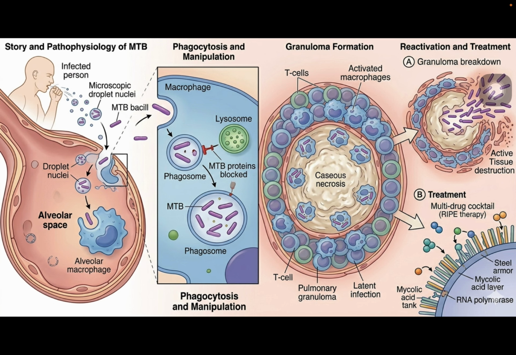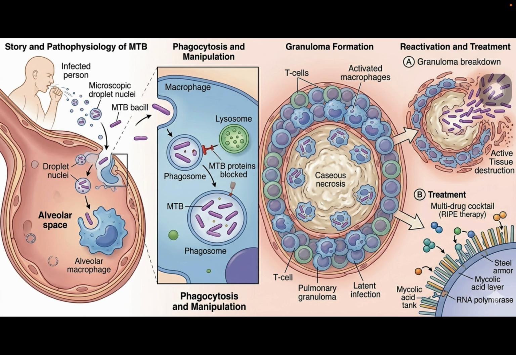Preventive measures focus on containing the latent state as seen in the granuloma formation panel. If the T cell or macrophage wall is strong, the disease is dormant. Prophylaxis is administered precisely to prevent the granuloma breakdown seen in the top right scenario, keeping the latent state from transitioning to active disease.